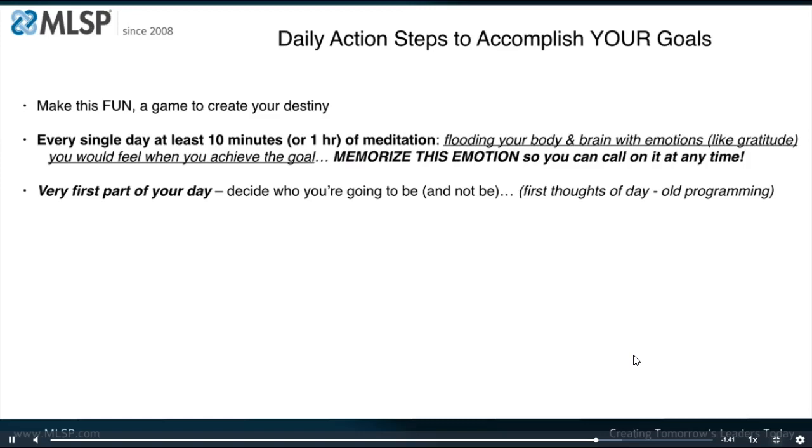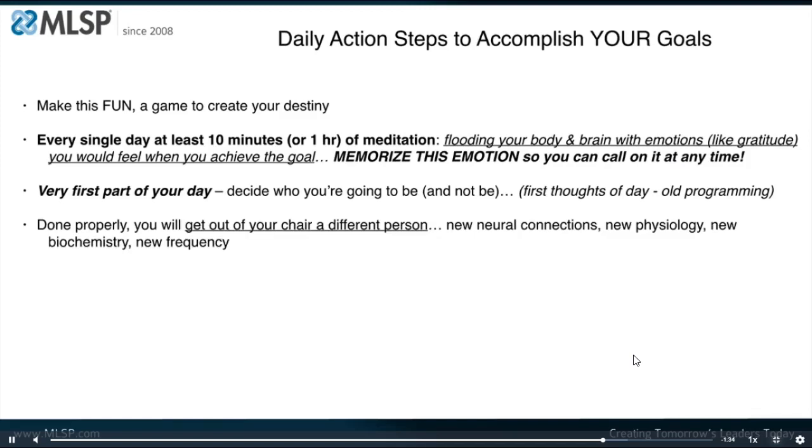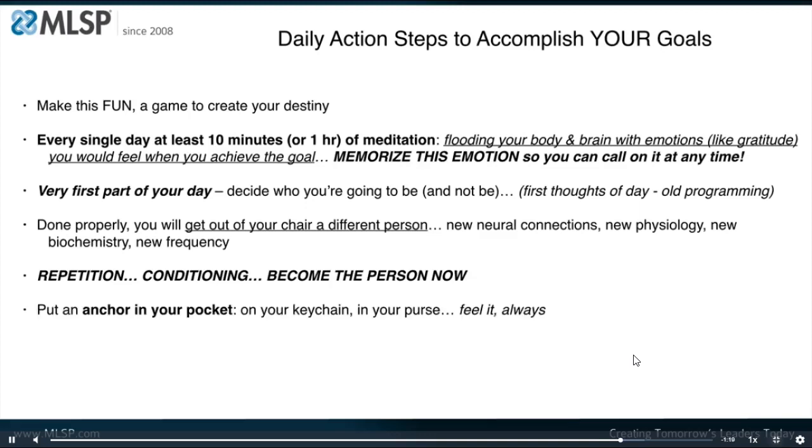The very first thoughts of your day are probably going to be that old programming as you start to do this, but you will get better and better, and done properly, you will get out of your chair a different person. And you'll make new neural connections, you'll have a new physiology, a new biochemistry, and new frequency. Repetition, conditioning, become the person now. 10 minutes a day of doing this visualization, meditation, mental rehearsal, whatever you want to call it.